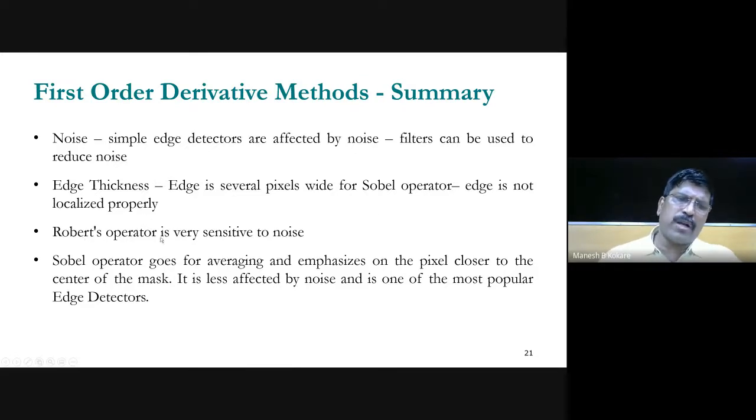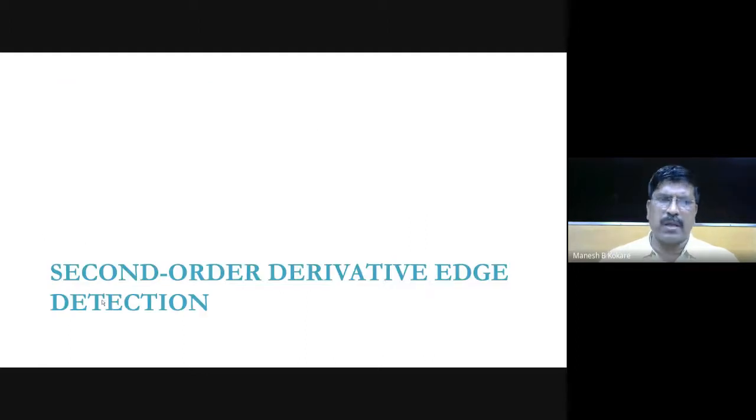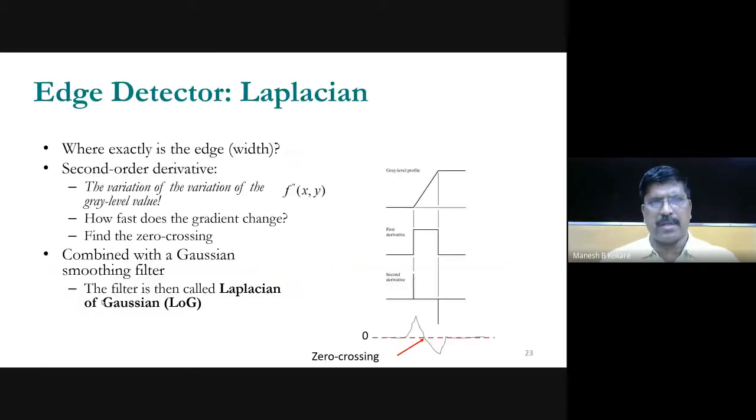The Roberts operator is very sensitive to noise. The Sobel operator goes for averaging and emphasizes the pixels closer to the center of the mask, and it is less affected by noise, and is one of the most popular edge detectors. One advantage of this first order derivative technique is that the implementation or computational complexity is very low compared to other techniques. But the disadvantage is that it suffers from noise. Okay, now we'll see the second order derivative techniques.